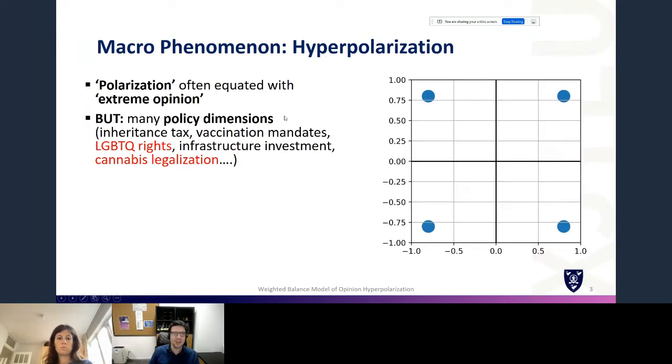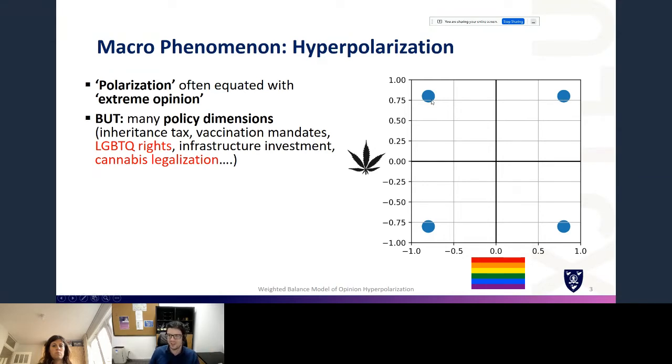And if we equate polarization with extreme opinions, then we could draw a coordinate system like this with two policy dimensions. Let's say the y-axis here is pro or contra cannabis legalization, and the x-axis is pro or contra gay marriage. And if polarization is only extreme opinions, then if we have four actors in the corners of this coordinate system, we would have to call this polarized, because these agents have very extreme opinions.